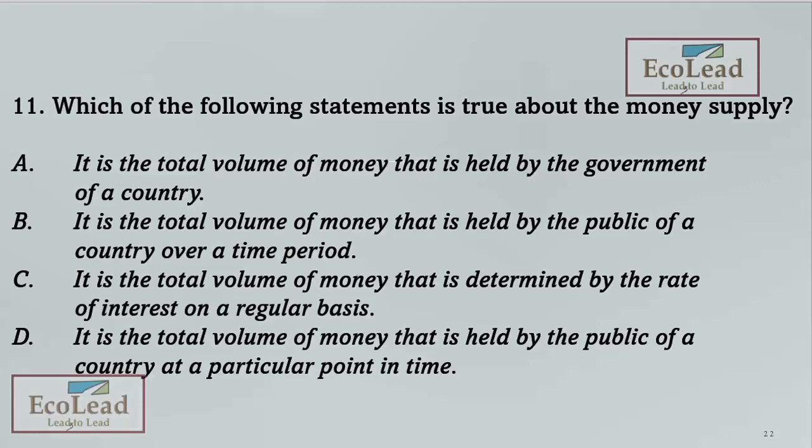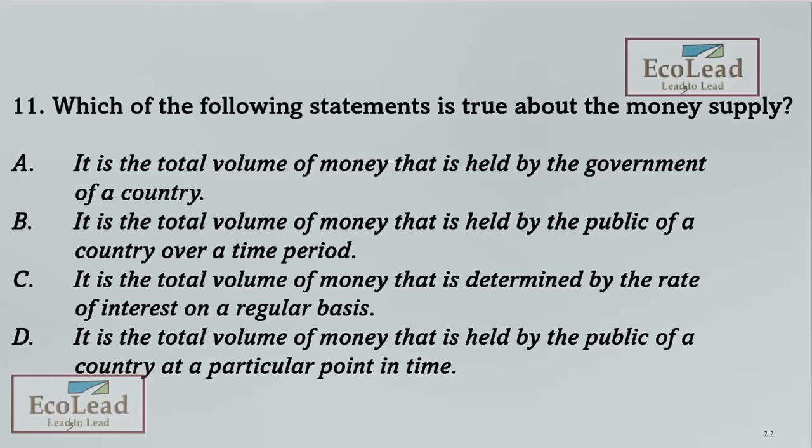Let us look at option C. It is the total volume of money that is determined by the rate of interest on a regular basis. Now we know that money supply doesn't depend on the rate of interest because it is exogenously determined. It is determined by the central bank. So option C also we can discard.